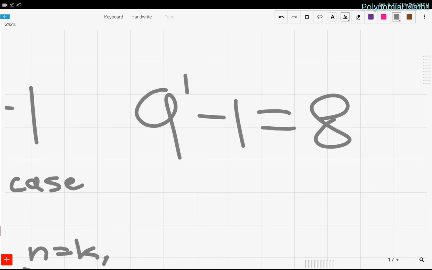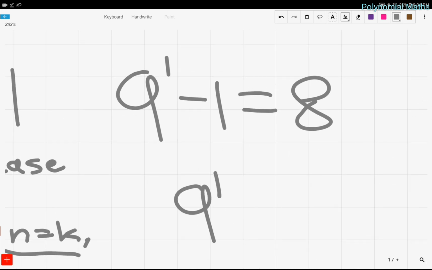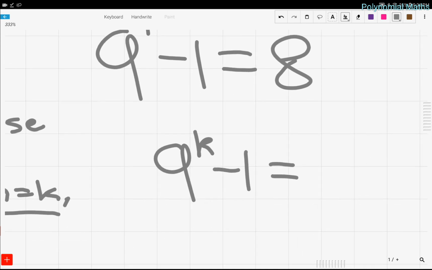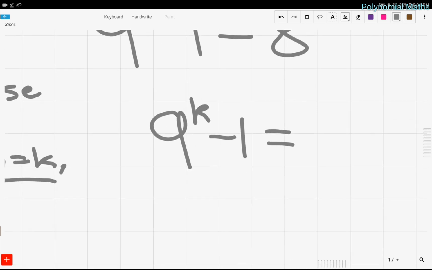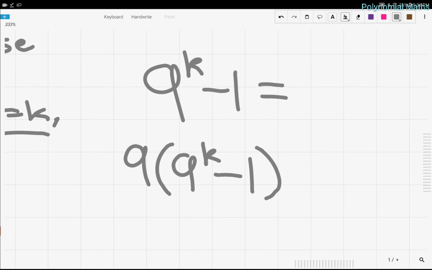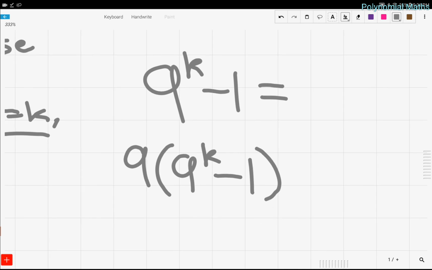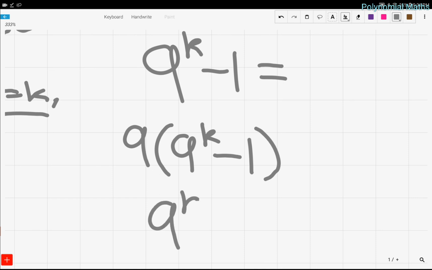So first, we're going to assume that 9^k - 1 is divisible by 8. So if 9^k - 1 is divisible by 8, then if we multiply this by 9, it should also be divisible by 8, right? So multiplying that by 9, it becomes 9^(k+1) - 9, right?